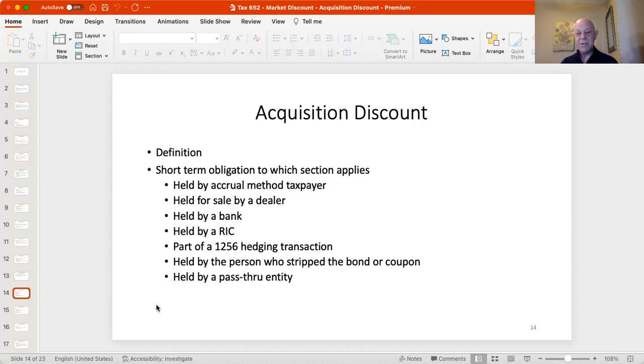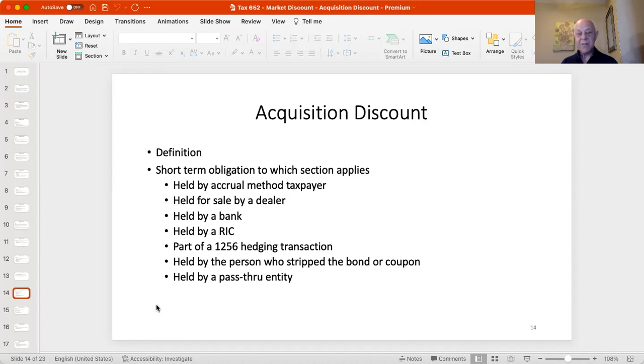What is a short-term obligation? A short-term obligation is anything that is held by any of these entities. So if it's held by an accrual method taxpayer, held for sale by a dealer, held by a bank, held by a regulated investment company, part of a Section 1256 hedging transaction, held by the person who stripped the bond or coupon, held by a pass-through entity. So this is very encompassing, but what is missing?